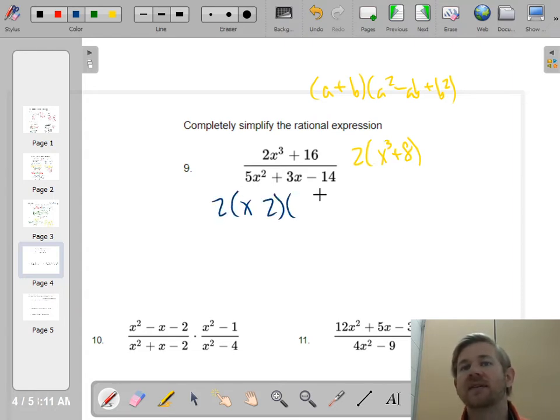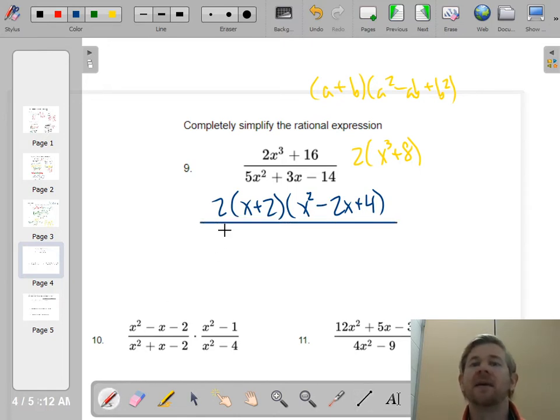So I have x, I'm bringing down my 2. There's my 2. And then x squared, ab is 2x, and b squared is 4. And then, like I said before, same, opposite, always positive. That's the top. In the denominator, I'm going to sort of guess and check my way through this factoring.